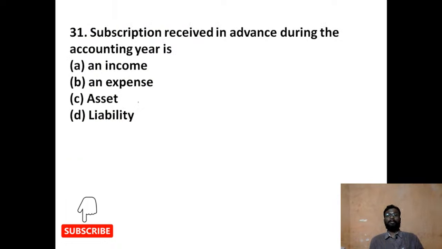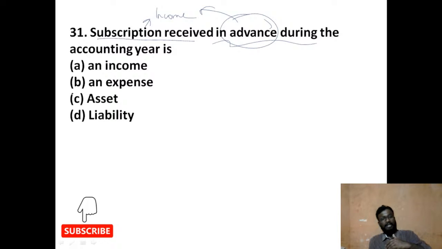So subscription received in advance during the accounting year, that we already received in advance. Subscription received is income. So it is income that we have received in advance, which belongs to next year but we are receiving in the current year itself. So are we receiving it next year? No. So it will be a liability, isn't it? It will be a liability. Yes.